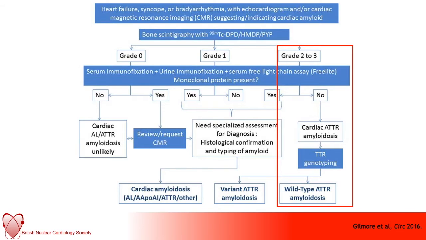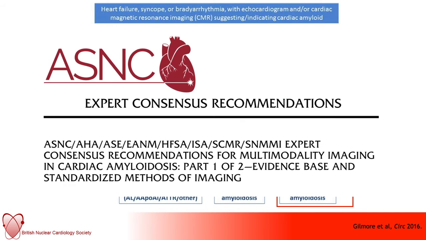If you get any other permutation of DPD, HMDP, or PYP scan result, or indeed you find evidence of a plasma cell dyscrasia, then unfortunately you will still need a tissue diagnosis or histological confirmation, plus or minus cardiac MRI, to help you confirm or refute the diagnosis. And this exact same flowchart has been copied into these recent expert consensus guidelines, which were published only in 2019 and are available online.